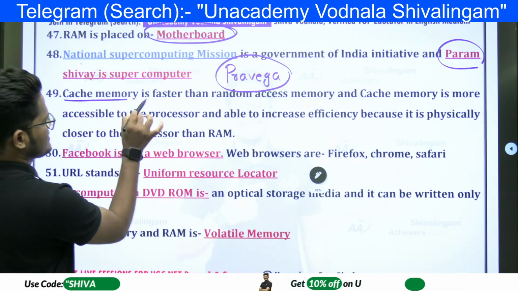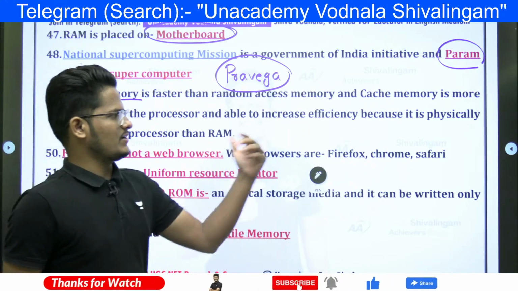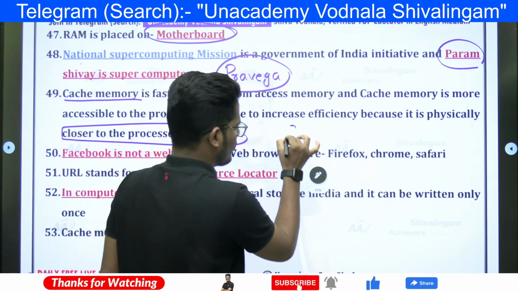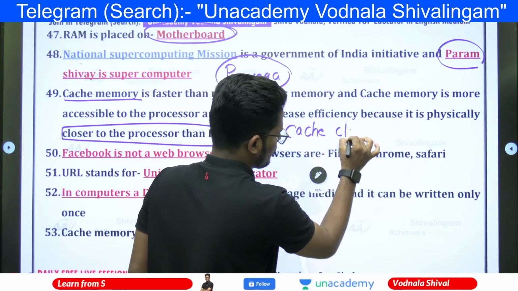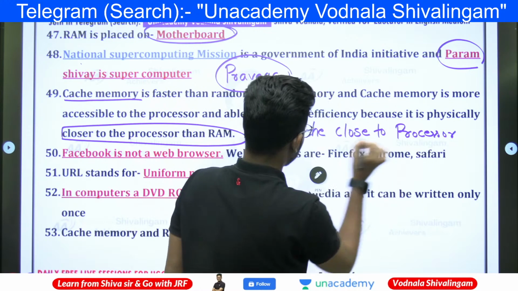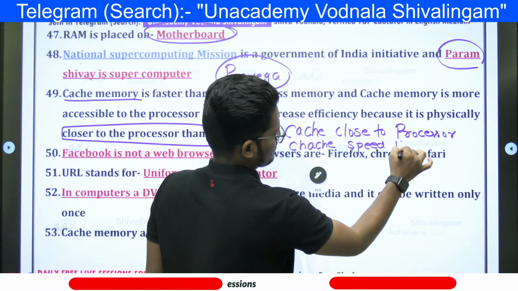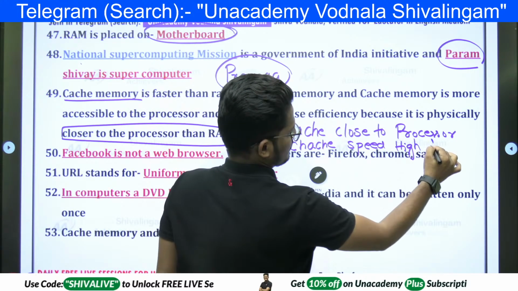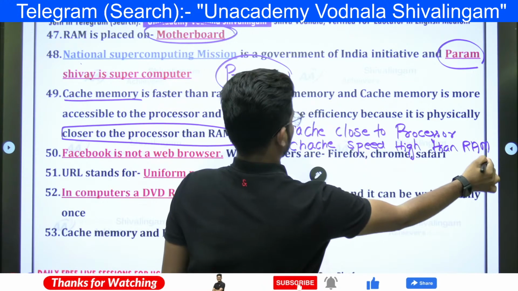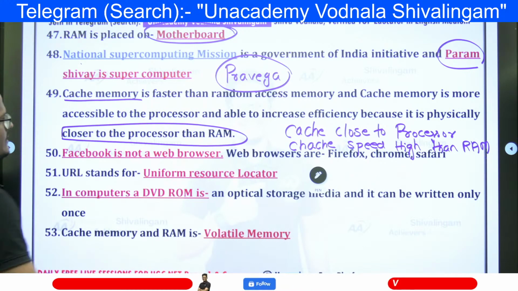Next, cache memory is faster than RAM. Cache is more accessible to the processor and able to increase efficiency because it is physically closer to the processor than RAM. So cache is very close to the processor and has the highest speed. Cache speed is higher as compared to RAM, and cache is the one which increases the efficiency of the computer.